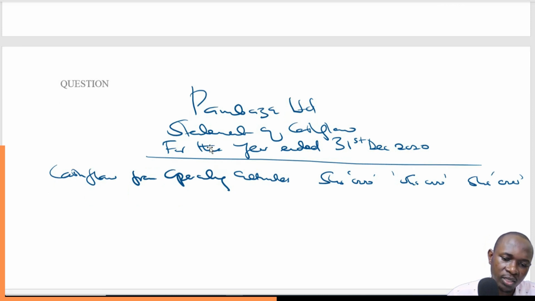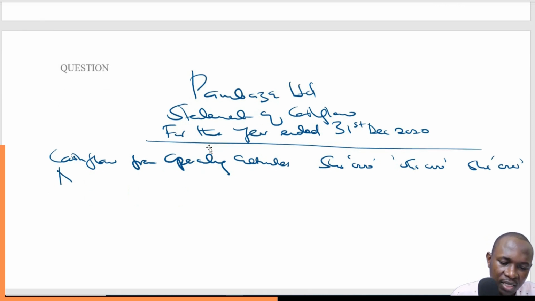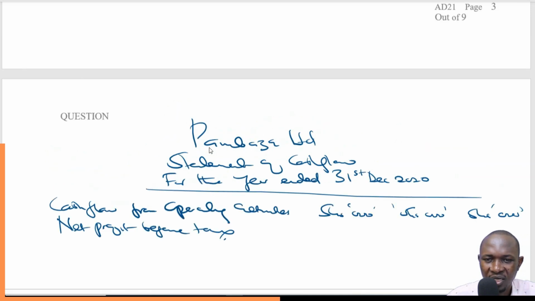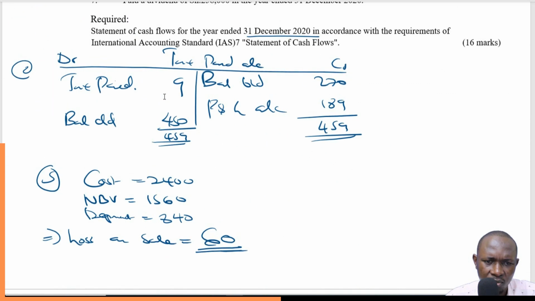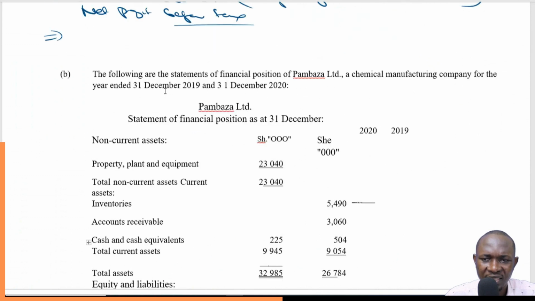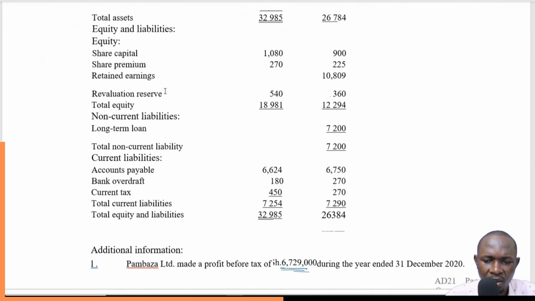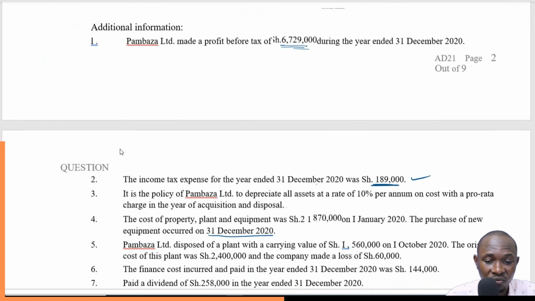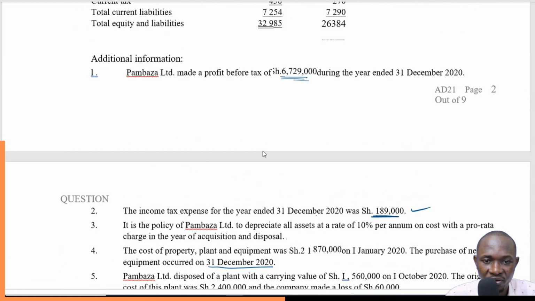So then we always start with the net profit before tax. So let's go to net profit before tax. Just go back to the question, pick it. In most cases it will be given. Now, in this question, we've not been given the income statement. But luckily for us, most of the information has been captured in the additional information.